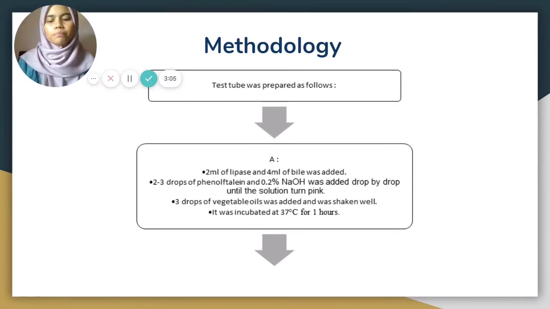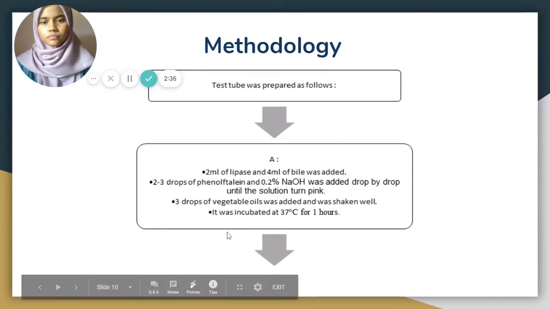Why do we need to put sodium hydroxide? Because we want to make the initial solution in all test tubes A until D in an alkaline state. Then we put 3 drops of vegetable oil, and we put the test tube in the incubator, and the temperature of the incubator is 37 degrees.